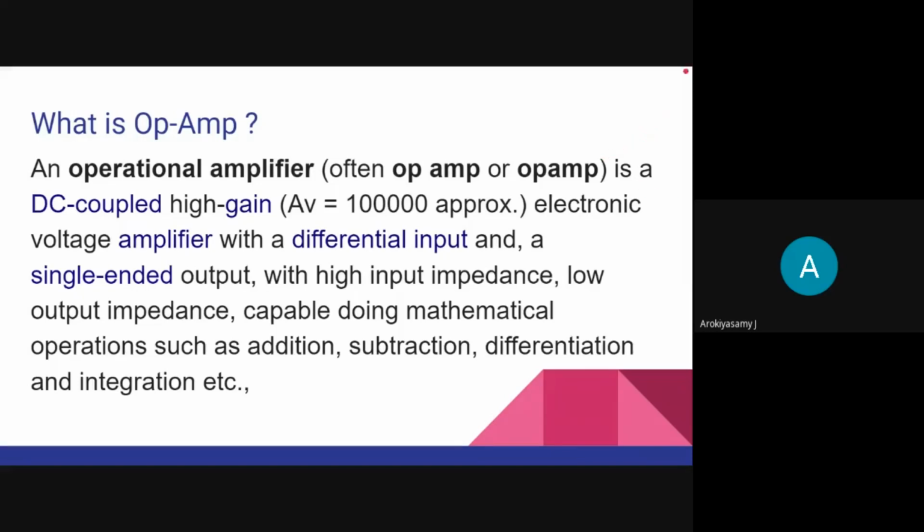Are you able to understand this? An operational amplifier is DC coupled. What do you mean by DC coupled? Here DC does not mean direct current. DC means direct coupled. High gain means the output to input ratio will be very, very high. The output will be 1 lakh times that of the input. Approximately AV is equal to 1 lakh to 1 million. AV means voltage gain.